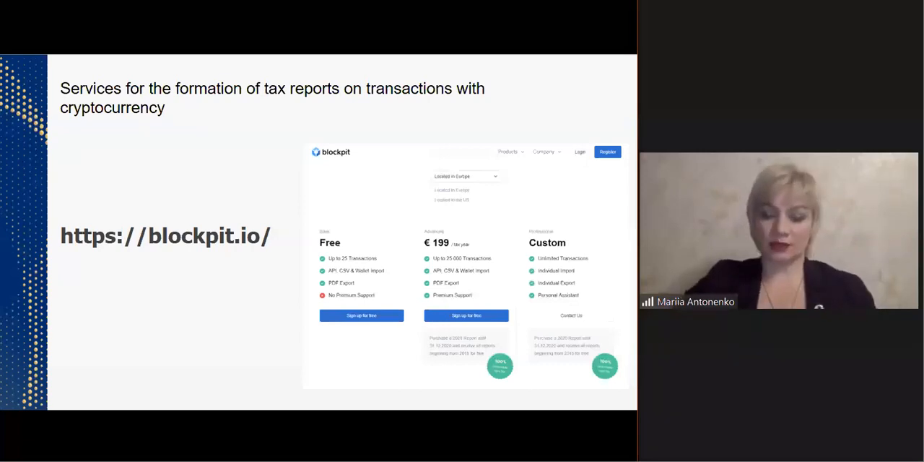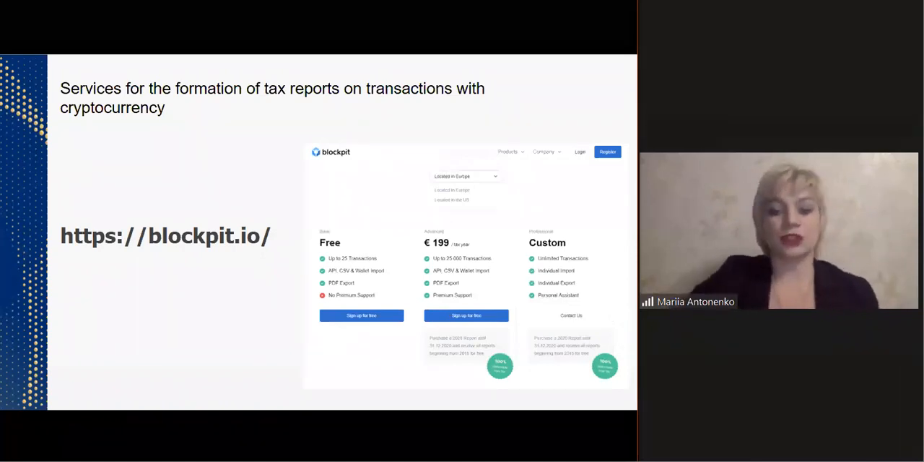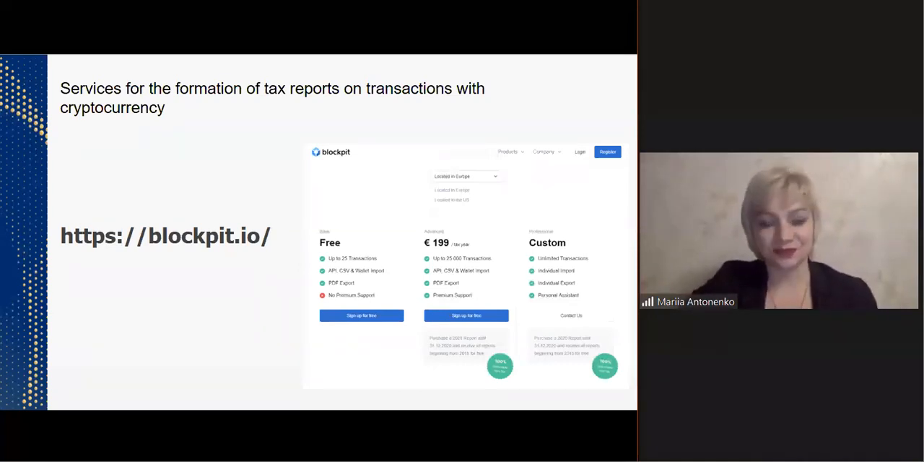There is another service as well called blockpit.io. If you have small transactions, under 25, then this service will be free. If you have over 25,000 transactions, then you should pay only €199 a year. And this blockpit.io fits Europe and the USA better, as they have different detailed templates of reports to be made up that fit the context of the USA and Europe.